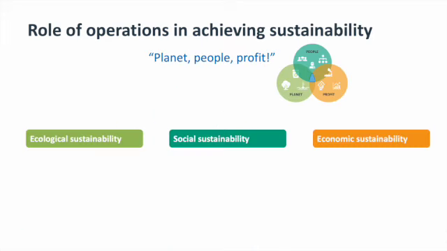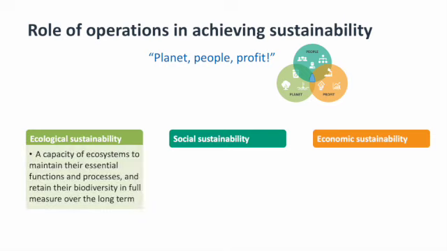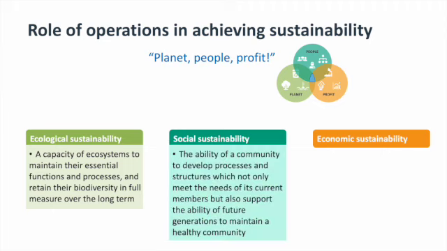Okay, so how to achieve this sustainability? Well, let's first define what we mean by each of these sustainabilities. Ecological sustainability would be the capacity of ecosystems to maintain their essential functions and processes and retain their biodiversity in full measure over the long term. Okay, how do we achieve that? We might be thinking with our products and our processes whether we are maintaining the function of these ecosystems.